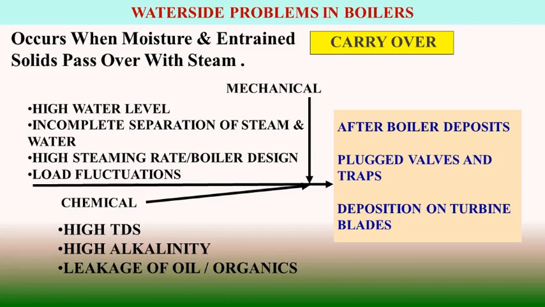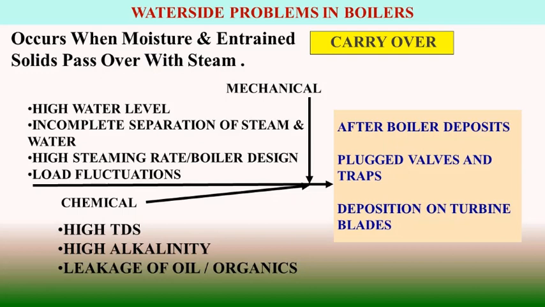Now priming. Priming is a more severe form of carryover when there is a sudden surge of boiler water level and boiler water is drawn into the steam line, the superheated steam line. It is caused by operating conditions in the boiler above its rated condition, and by sudden changes in steam demand, or finally by the operating water level within the boiler drum. When it goes too high, it may result in priming.